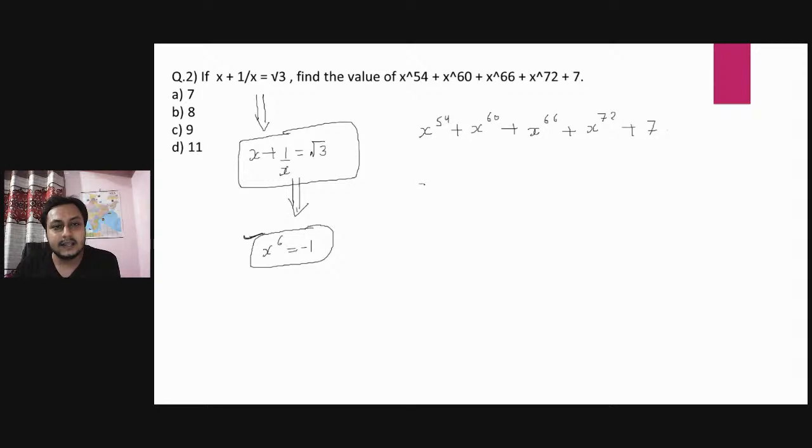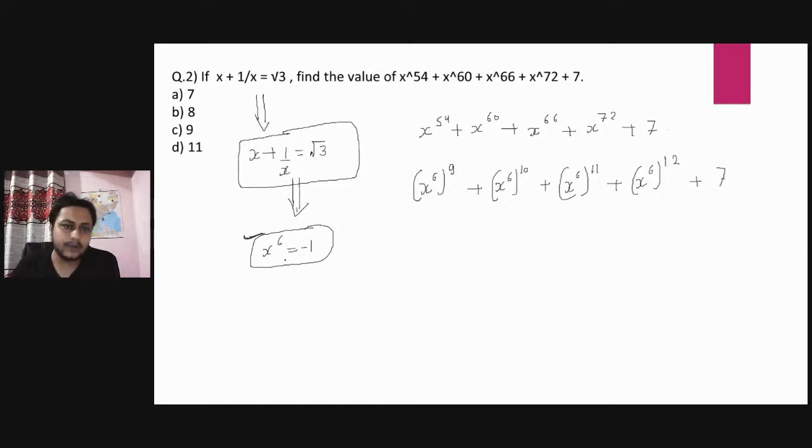So we can write x power 54 as x power 6 into 9, right? x power 6 power 9 means x power 54. You can write x power 60 as x power 6 power 10, because 6 into 10 is 60; I take 6 common from 54, 60 and so on. Similarly, x power 66 as x power 6 power 11, 6 into 11 is 66. Similarly, x power 72, taking 6 common, comes out to be 6 into 12, so x power 6 power 12, right? Plus 7.